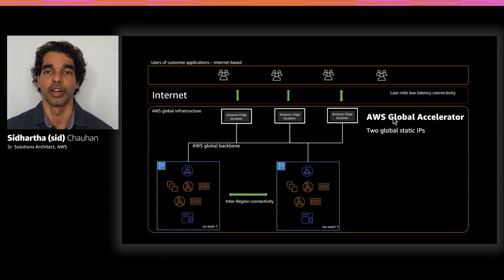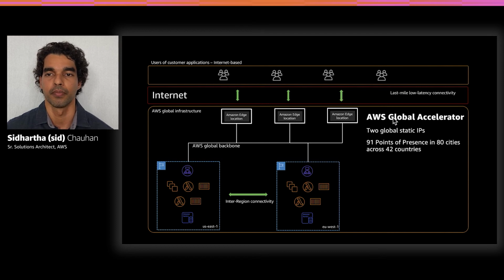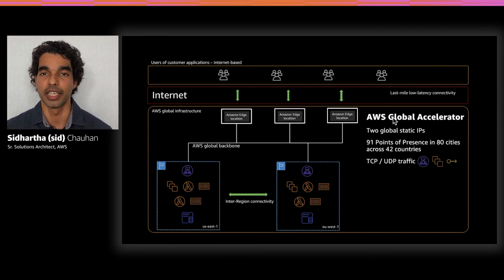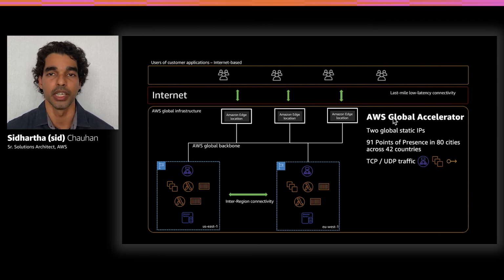With AWS Global Accelerator, you get 2 global static IPs, and that is what defines your application. These IPs are advertised over 91 points of presence in 42 countries. Global Accelerator can handle TCP and UDP traffic. You can have your backends as application load balancer, EC2 instances, or even elastic IPs.